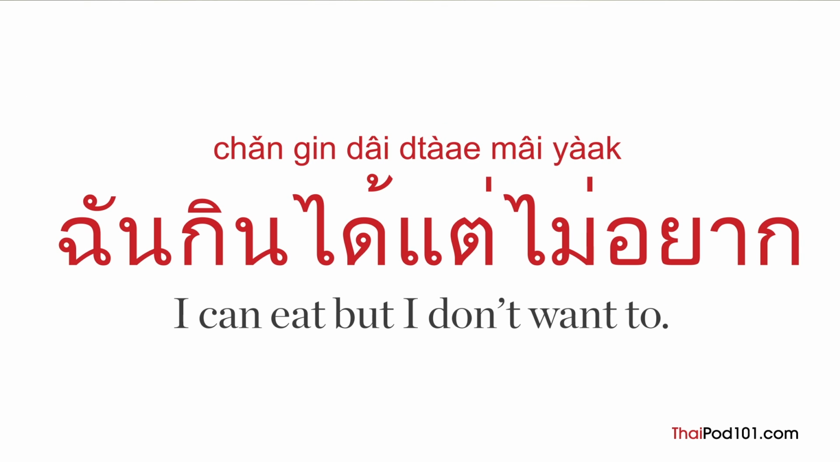The first Thai conjunction we'll talk about is but. In Thai, it is แต่. It is used almost the same as in English. For example, ฉันกินได้แต่ไม่อยาก, I can eat, but I don't want to. You can see here that the word แต่ is put between two opposite ideas.